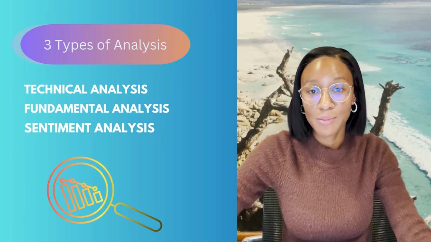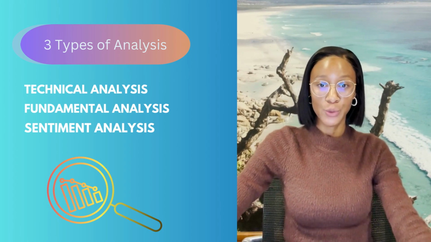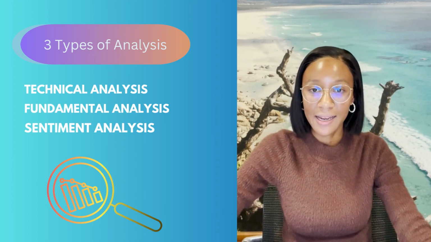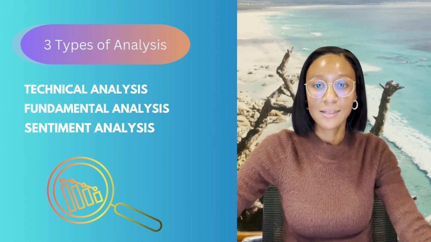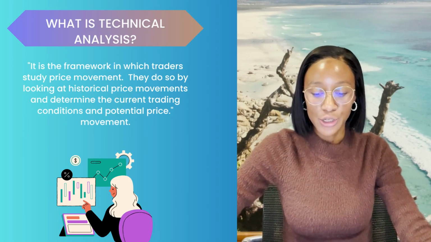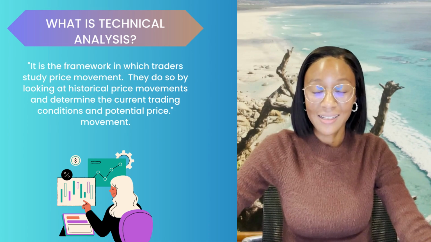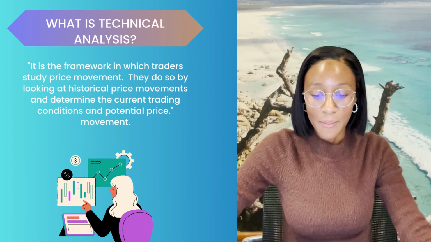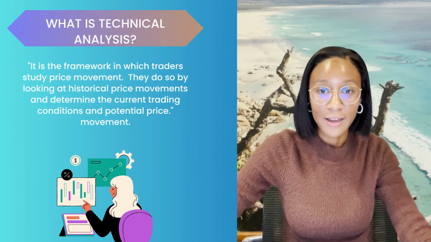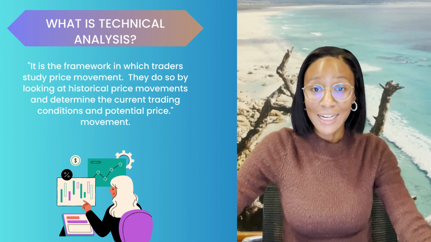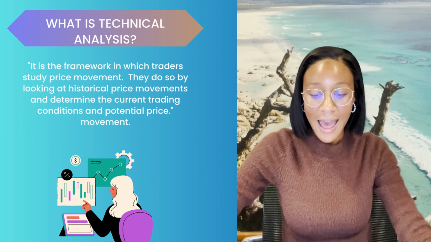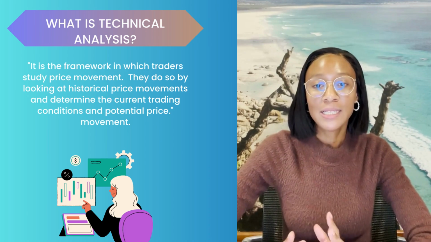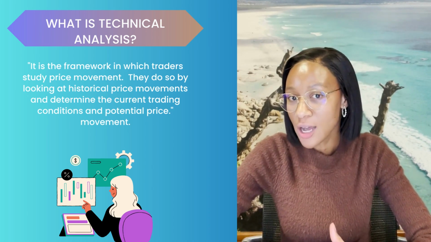So there's three different types of market analysis that you would do, namely technical analysis, fundamental analysis, and sentiment analysis. So looking into technical analysis and what it is, it's basically the framework in which traders study price movement. They do so by looking at historical price movement and determine the current trading conditions and potential price movement. So in short, technical analysis is looking into charts.